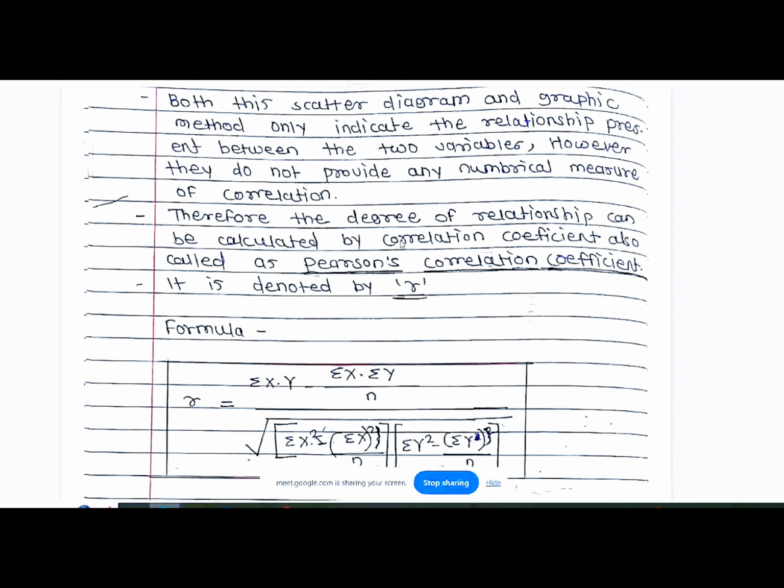Now both the scatter diagram method and graphic method are important. They are easy, but they only indicate whether a relationship is present between the two variables or not. However, they do not provide any numerical value of how much correlation is present, and for that, the degree of correlation can be calculated by using correlation coefficient. It is also called Pearson's correlation coefficient, after Karl Pearson, one of the most decorated scientists of statistics.